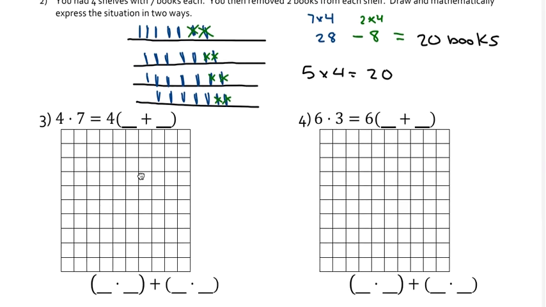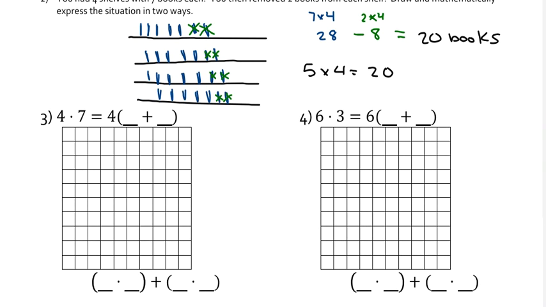Okay, so for this one we have 4 times 7. So you need 2 highlighters. Okay, so 4 times 7 means I'm going to go 4 across. 1, 2, 3, 4. And then I'm going to go 7 down. 1, 2, 3, 4, 5, 6, 7.